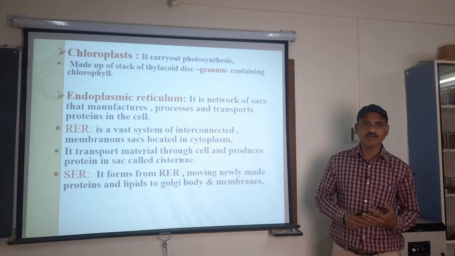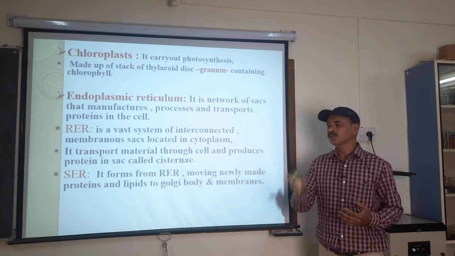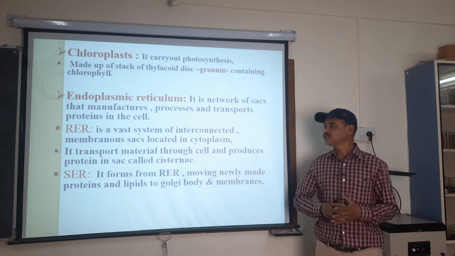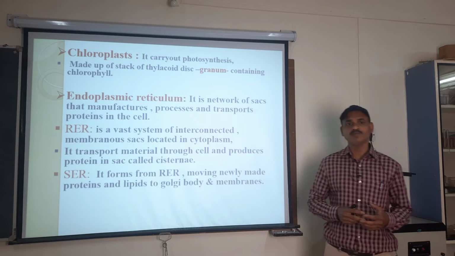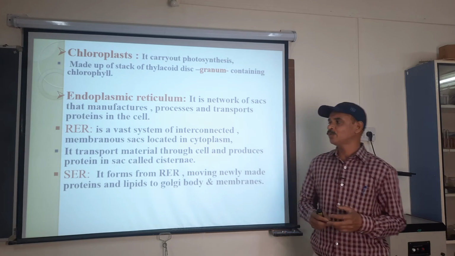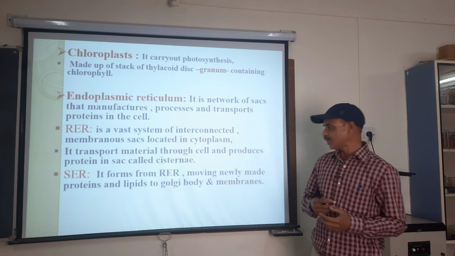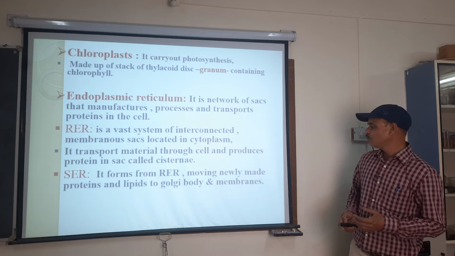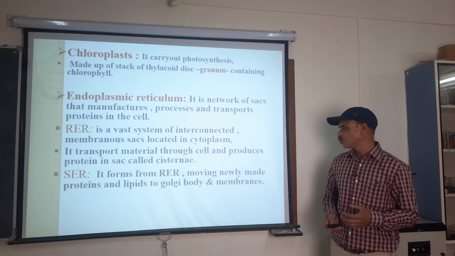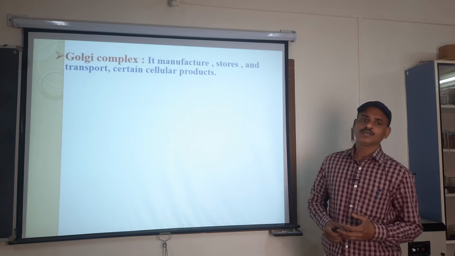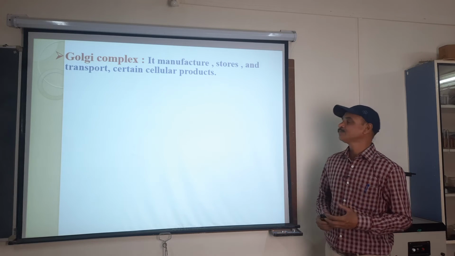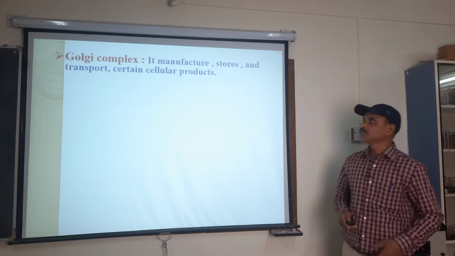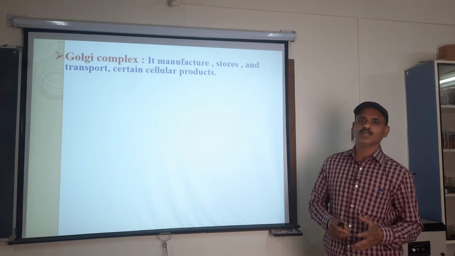So always remember, rough endoplasmic reticulum gives rise to the smooth endoplasmic reticulum. When ribosomes are present, forming the rough surface, it is known as rough endoplasmic reticulum. Then if ribosomes are absent, it forms the smooth endoplasmic reticulum, which moves newly made proteins and lipids to the Golgi body and membranes. So now come to the Golgi complex. The Golgi complex manufactures, stores and transports certain cellular products which are associated with the cell.